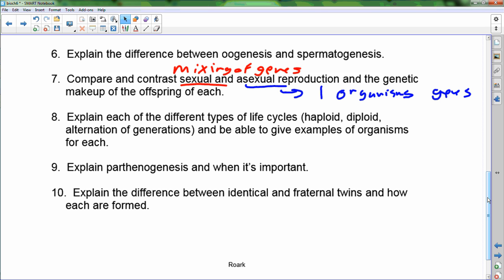What happens for fraternal twins? There are two ova that are dropped. Each of them gets fertilized independently. No different than brother and sister, just born at the same time. No different than any other siblings, just born at the same time.